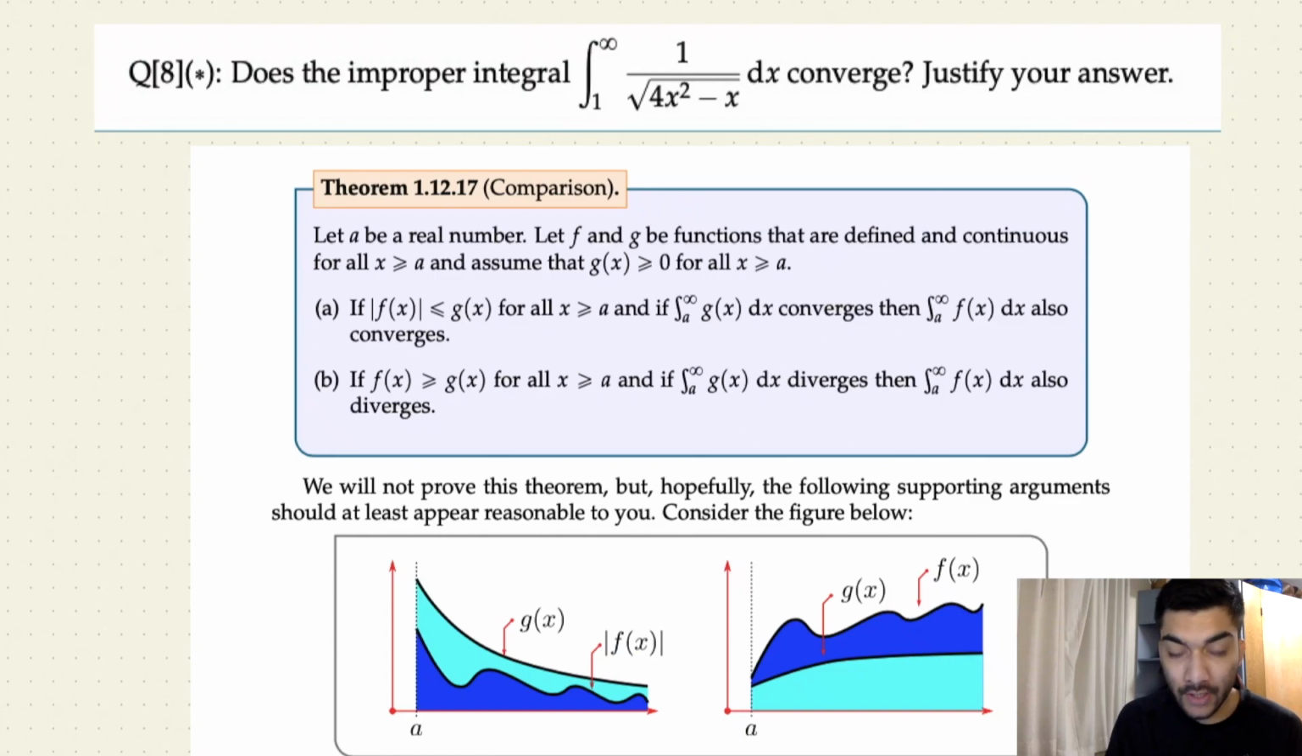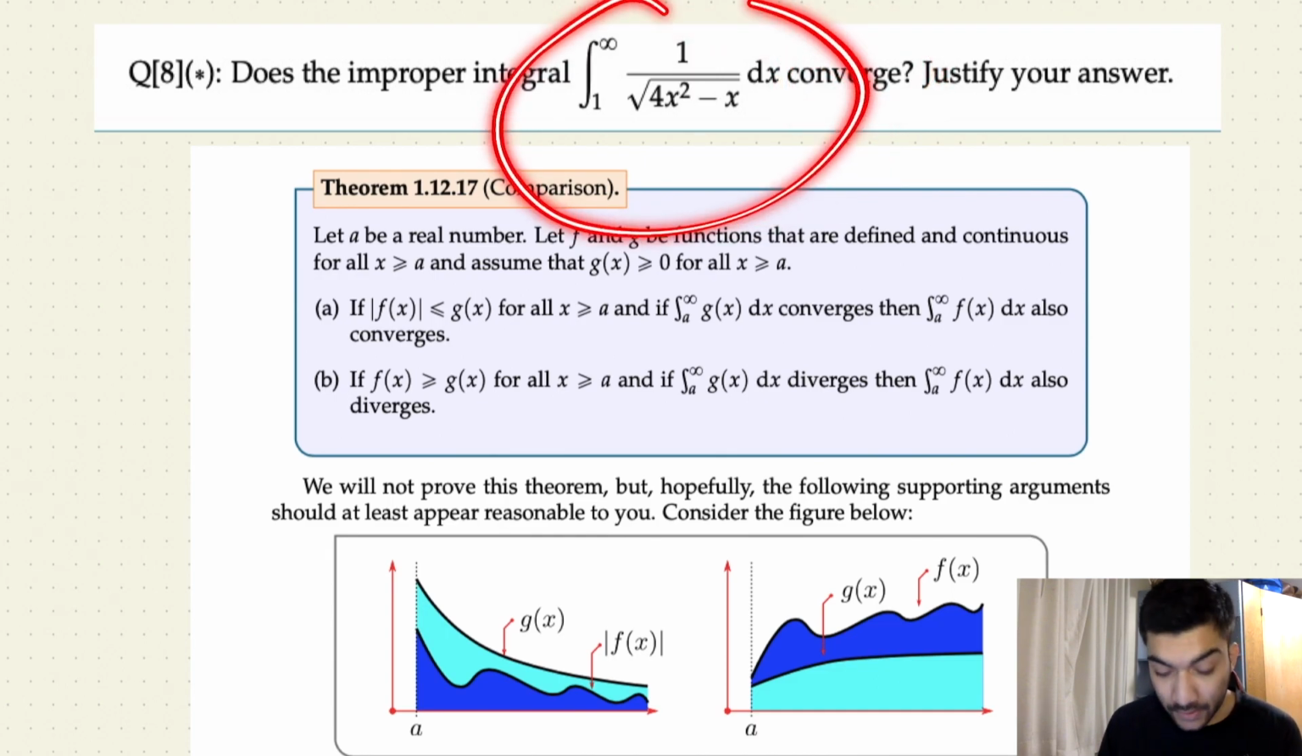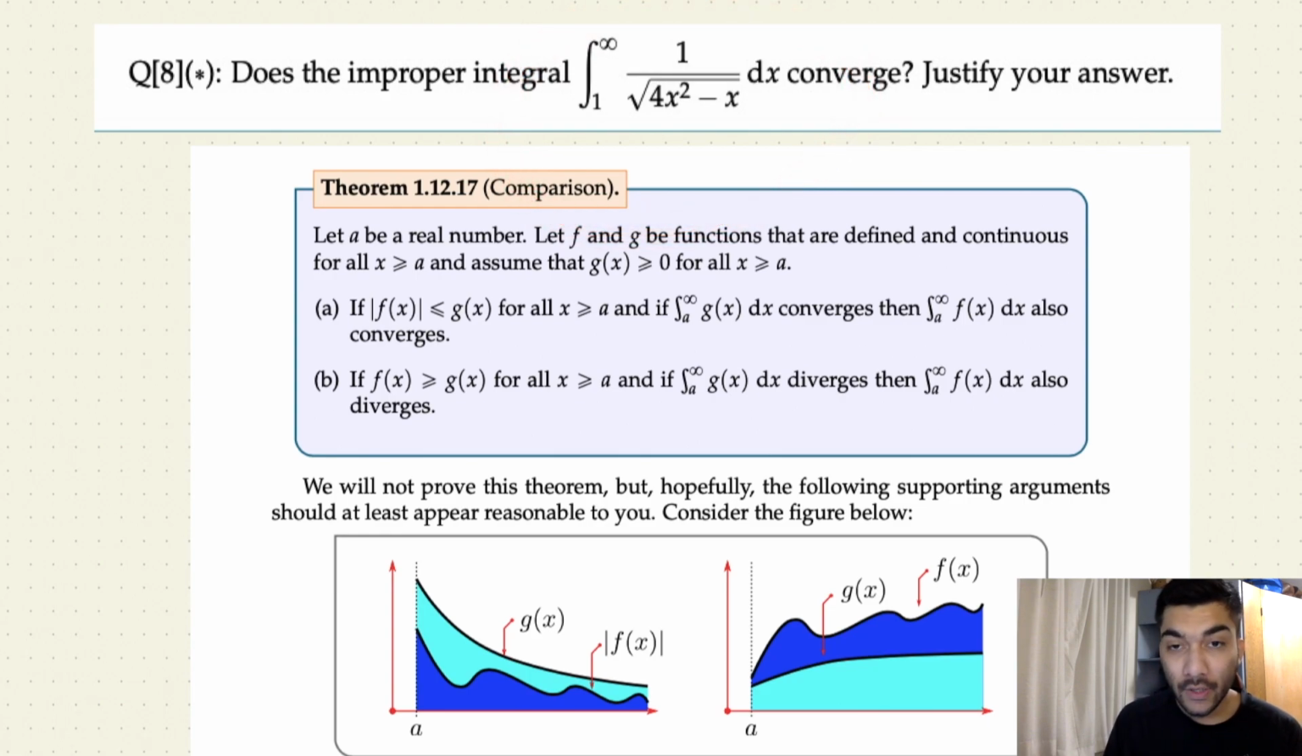So let's continue our discussion on the comparison test and check whether this improper integral converges or diverges. In this question, we will use all the concepts that we learned about the comparison test and assume a second function for which it is easier to calculate the integral as compared to this first function over here.